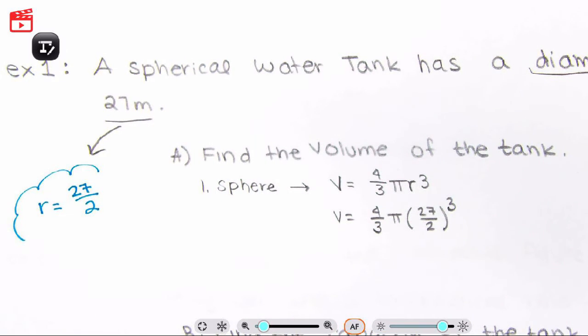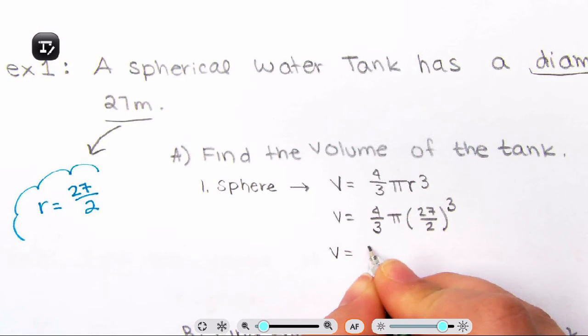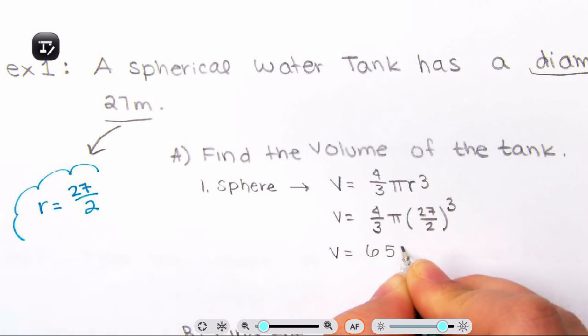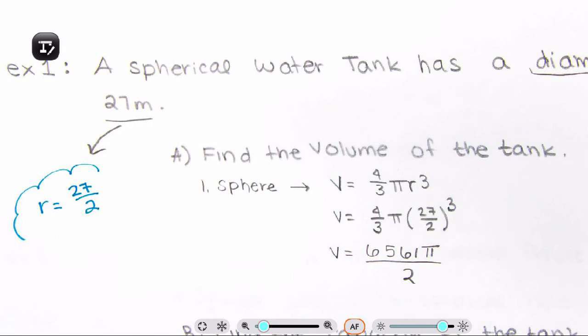And this is where I'm going to take my calculator. Let's see here. And I'm going to type in exactly what I see. I see 4/3 times pi, do not use 3.14, use the pi symbol, times 27 halves cubed. And now I get this really weird answer because my calculator gives me answers that are exact. I get 6,561 pi divided by 2. Now, when you get an answer like that, read the directions and see if it tells you to round.